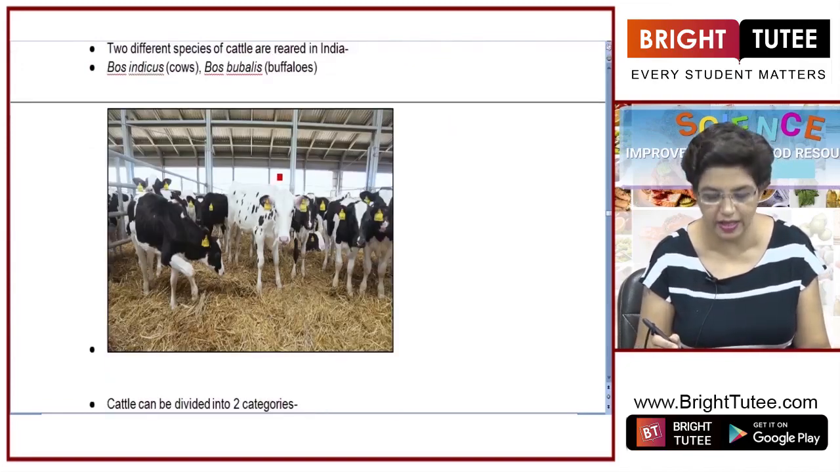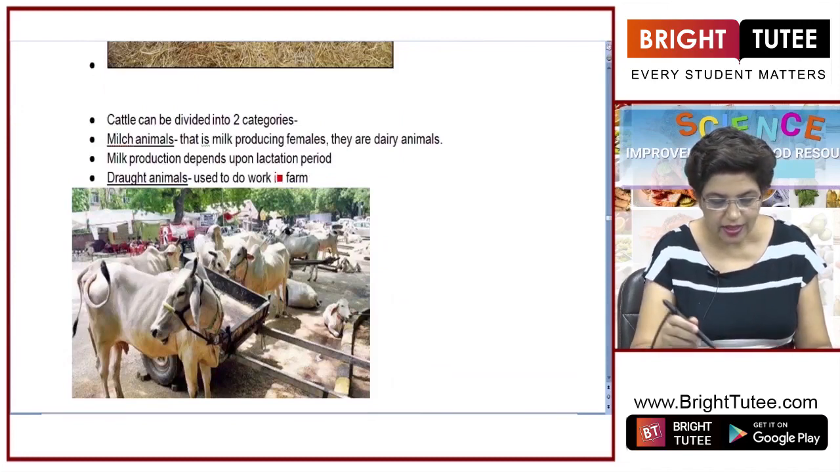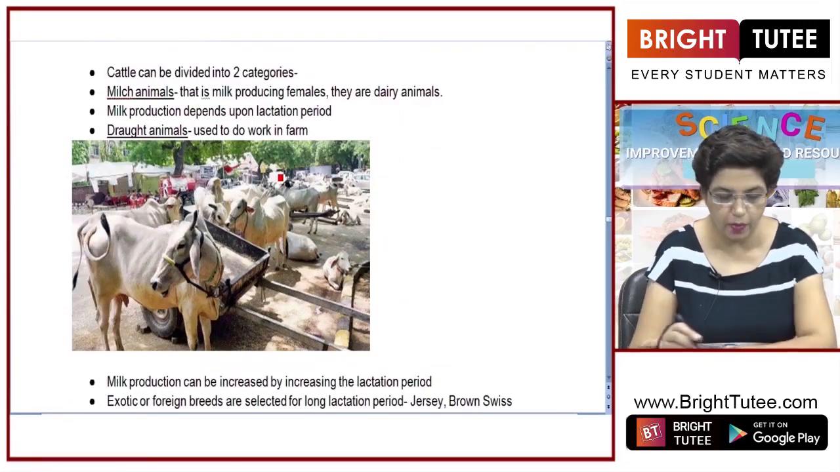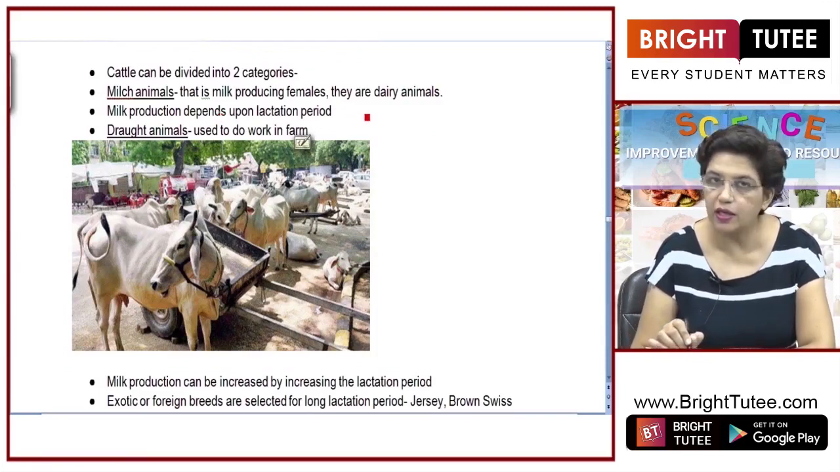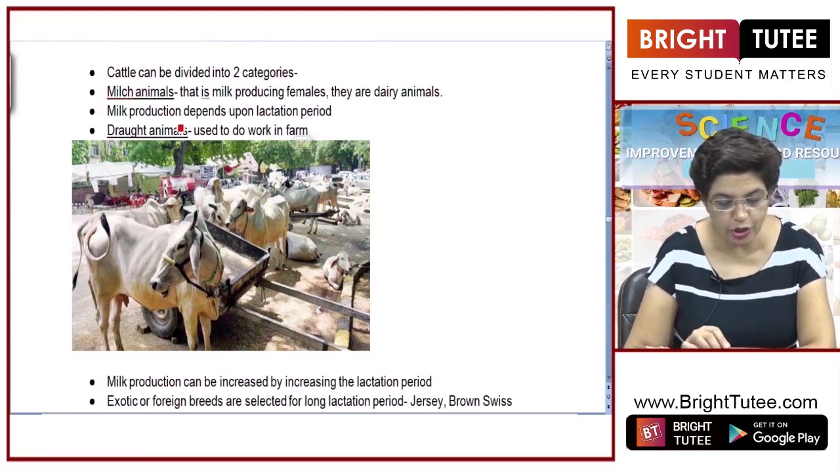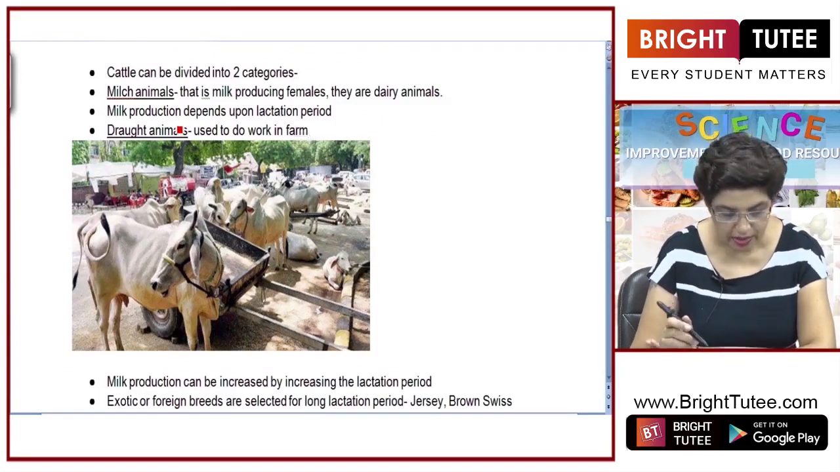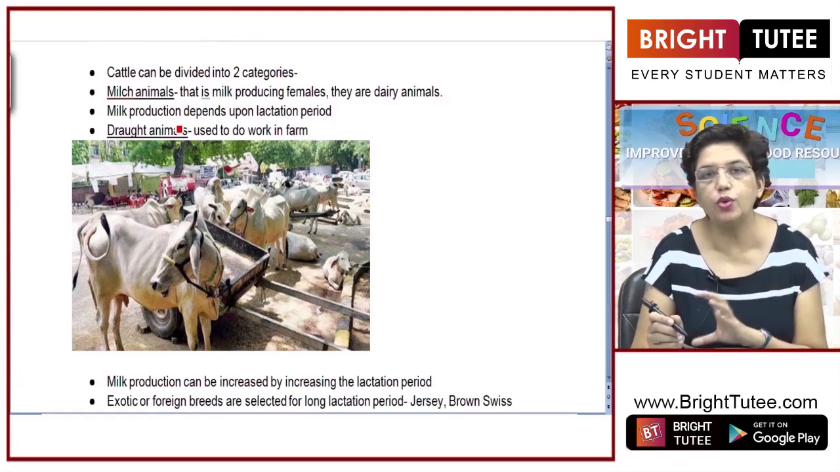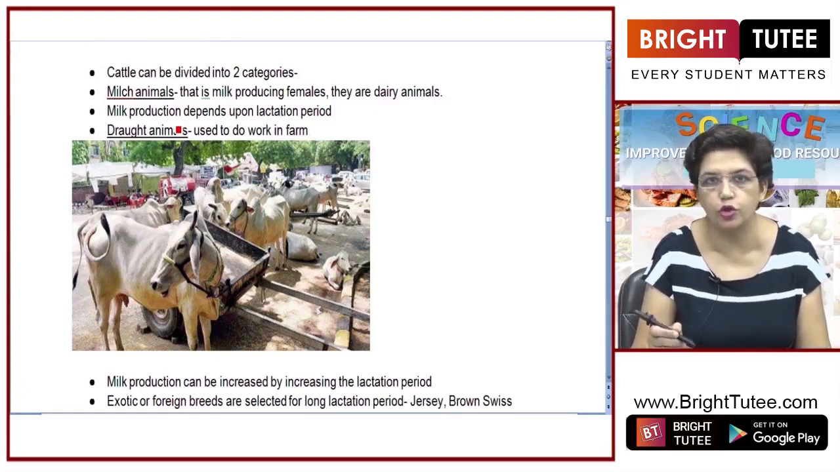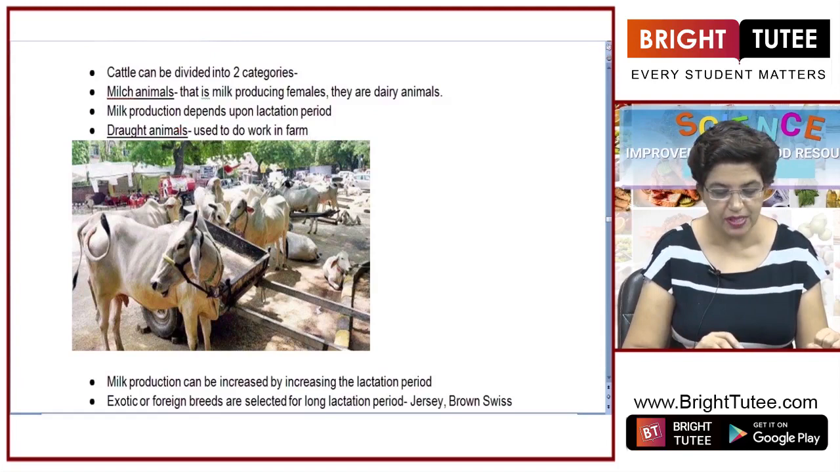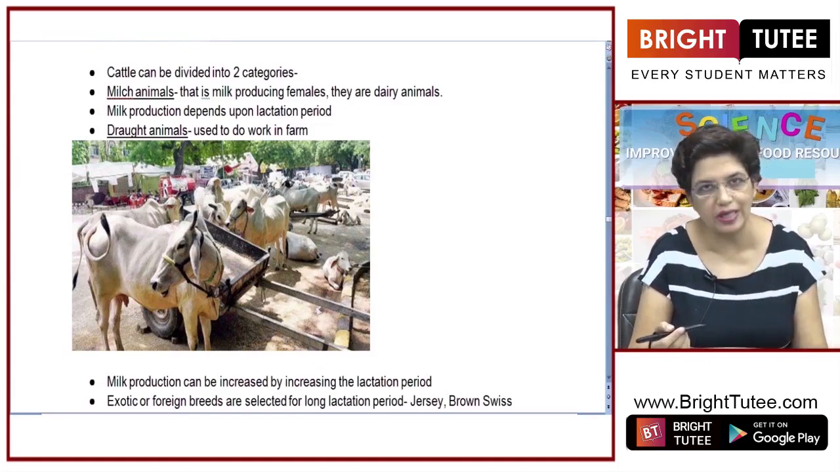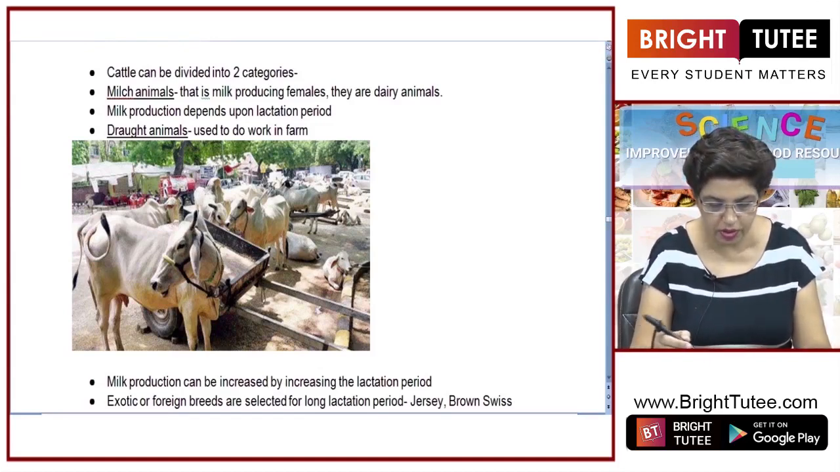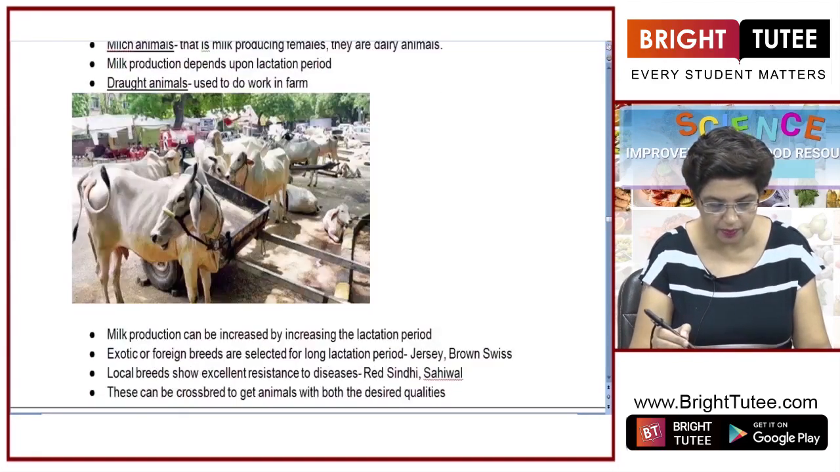Okay, look at this dairy farm. Now, cattle can be divided into two categories. First is the milch animals, that is milk producing females. They are the dairy animals and the milk production depends upon the lactation period. The lactation period is the period during which the milk is produced after the birth of the calf. And second type of animals are draught animals which are used to work in the farms. We utilize their labor for irrigation or for tilling and even to carry the loads. So, okay, this is a typical draught animal.